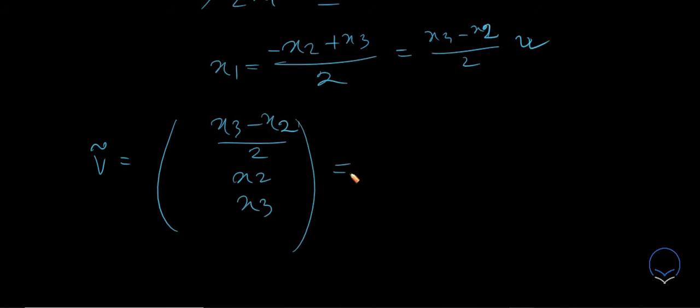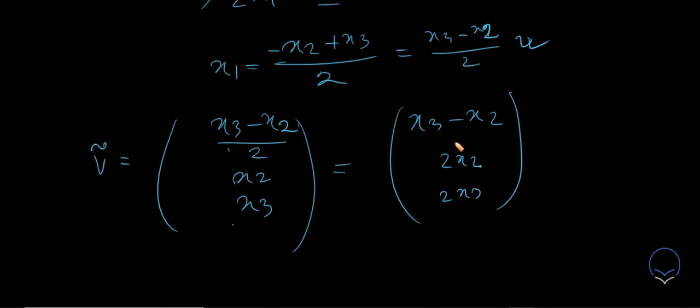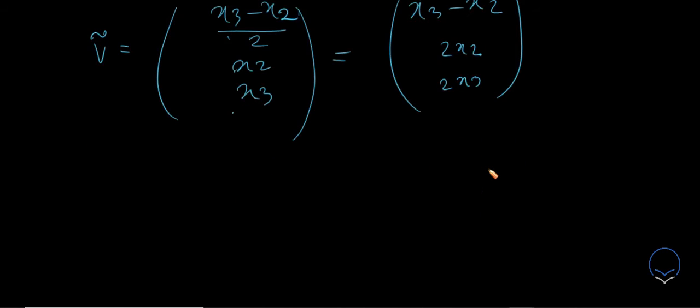Now I can multiply each of these elements by 2. You know this from linear algebra. This just means rescaling the whole vector, nothing else. So we can write it as x3 - x2, 2x2, 2x3, like this. And since these two, x3 and x2, are free variables and their choice is arbitrary, I can do the following.